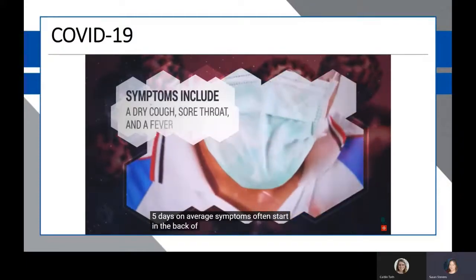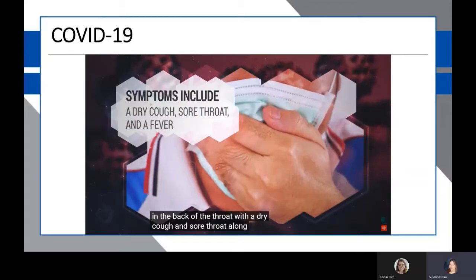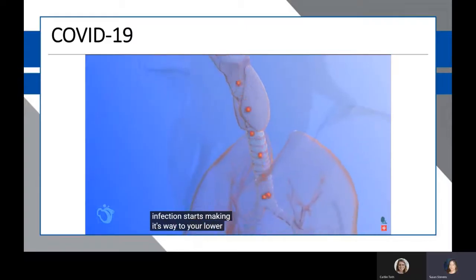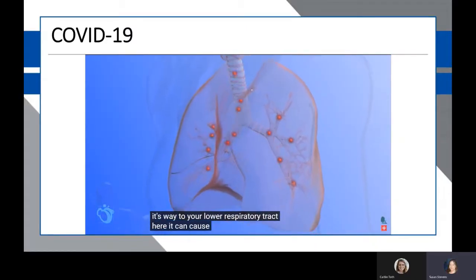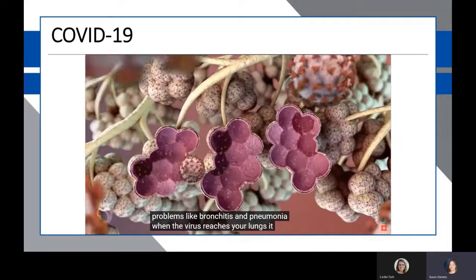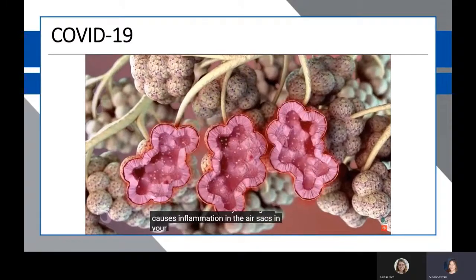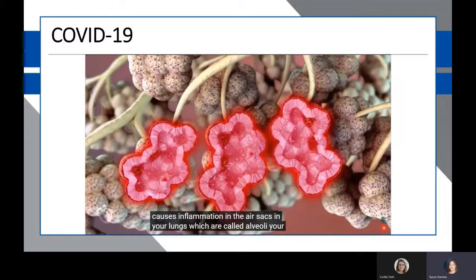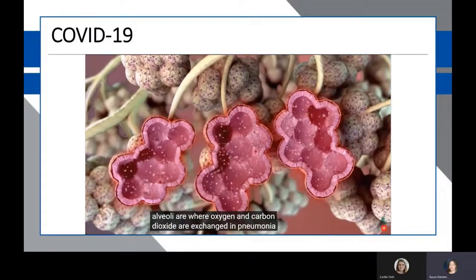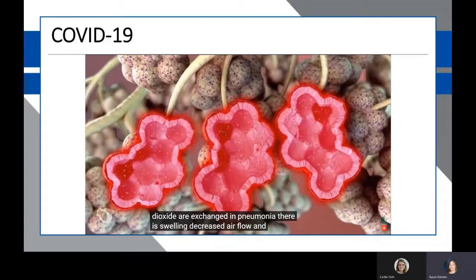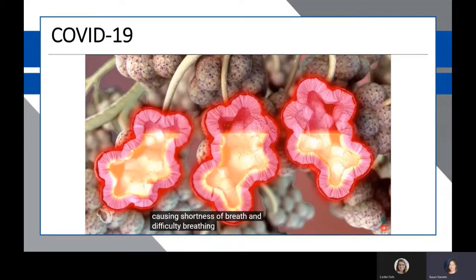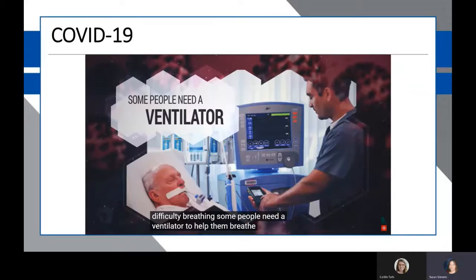Symptoms often start in the back of the throat with a dry cough and sore throat, along with a fever. Symptoms become more severe as the infection starts making its way to your lower respiratory tract. Here, it can cause more respiratory problems like bronchitis and pneumonia. When the virus reaches your lungs, it causes inflammation in the air sacs in your lungs, which are called alveoli. Your alveoli are where oxygen and carbon dioxide are exchanged. In pneumonia, there is swelling, decreased airflow, and your alveoli start to fill with fluid, causing shortness of breath and difficulty breathing. Some people need a ventilator to help them breathe.